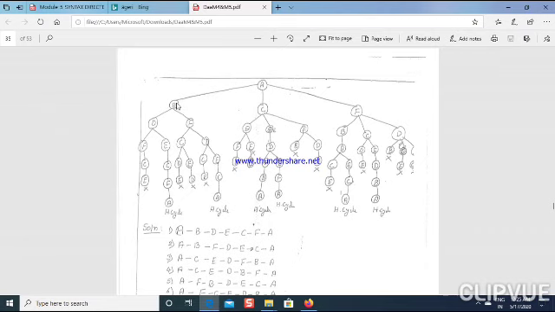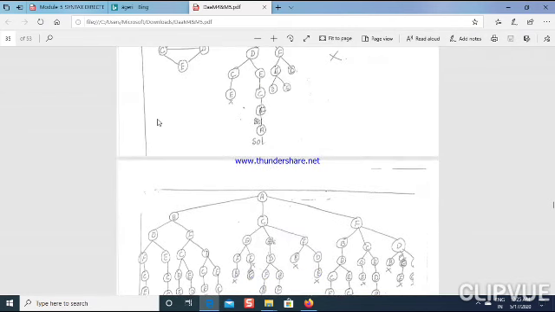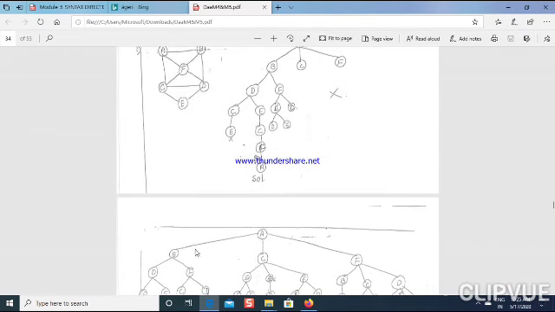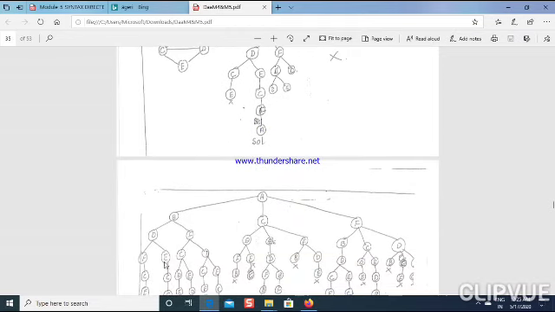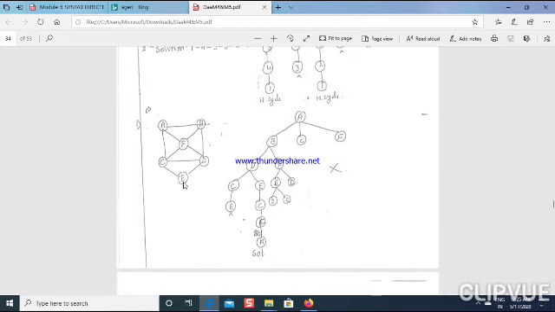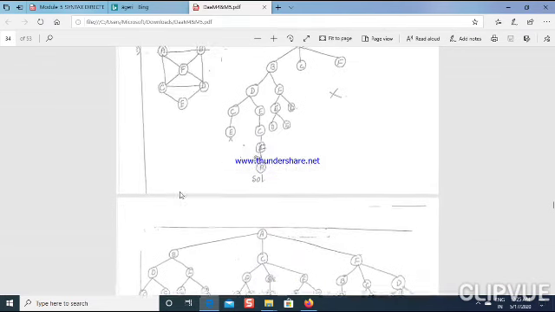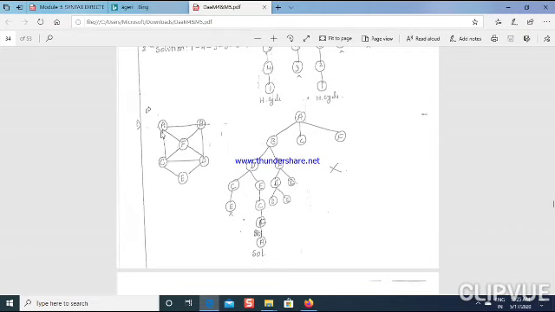So A to B I am moving, and B to D. From D you are having two options, E and F. So I am moving on to E. Already A is visited, B is visited, D is visited, I am in E. From E I can go to C and D, but D is already visited, so the only option left out is C.